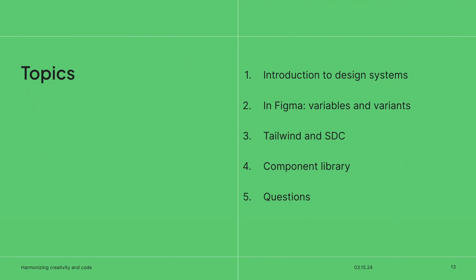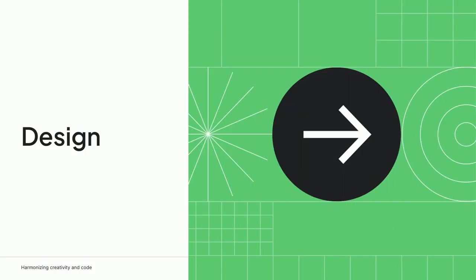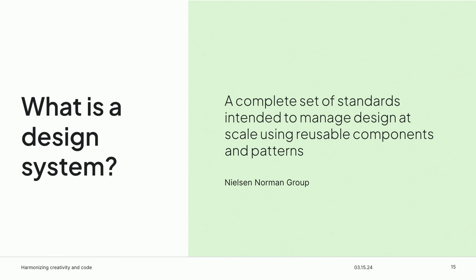All right, so starting at design. You might have different levels of familiarity with what a design system is. According to Nielsen Norman Group, which is the UX designer bible, it's a complete set of standards intended to manage design at scale using reusable components and patterns. So sounds simple enough, sounds manageable enough.